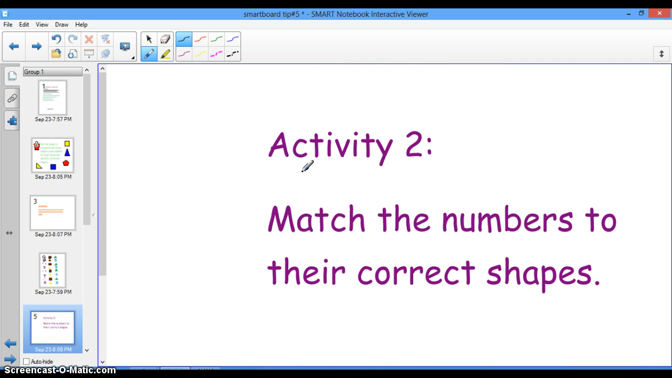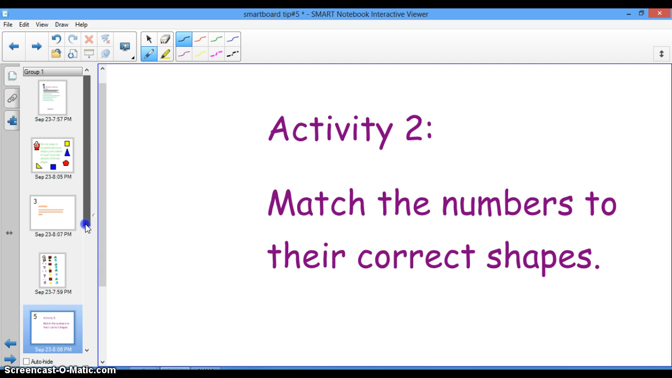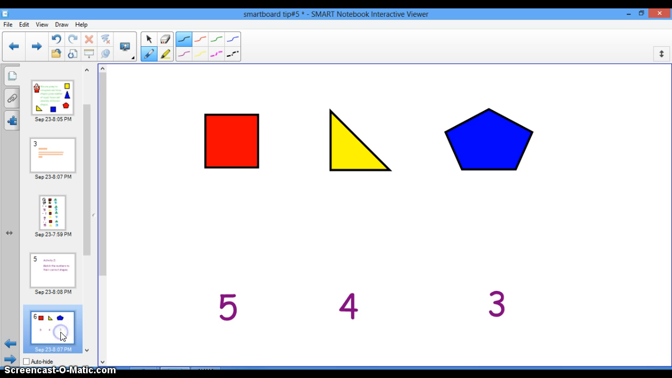Then activity 2, we are going to match the numbers to their correct shapes. So we're just going to scroll down, and so we would have certain students come up to the board and they would pick the 5 and they would drag it over to here, and that would be correct. And if they tried the 3 instead of put on the square instead of the triangle, it would just refer back and they would work together as a team to figure out which number goes to each shape.